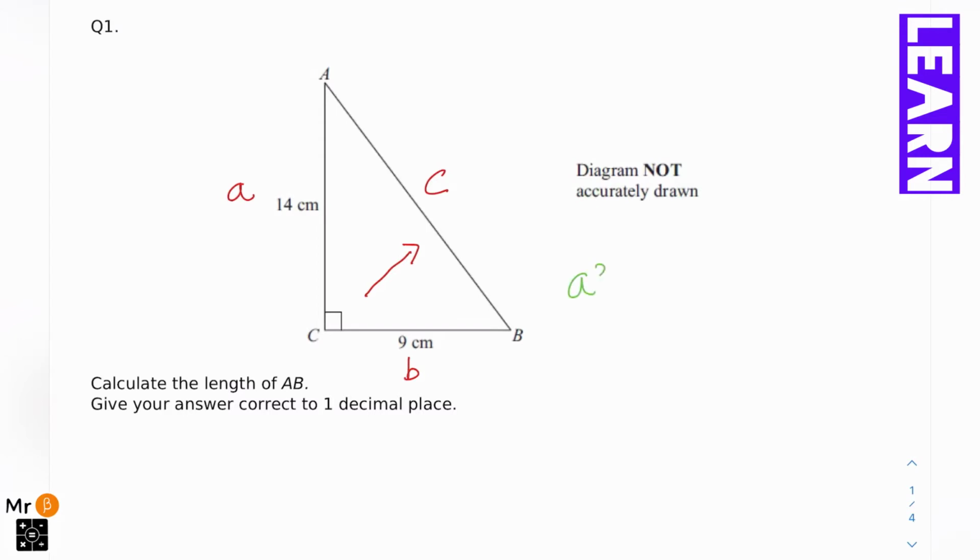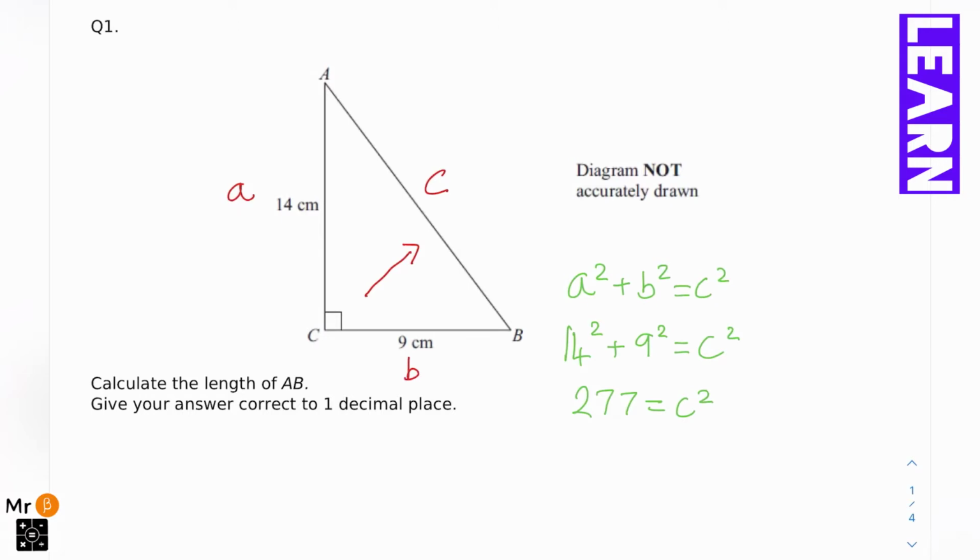If we now write down our formula, which we have to remember in our exam, which tells us that if we take our A length, which was 14 in this case, and we square it, and we add it to our B length, which in this case is 9, and we square it, that's going to give us our answer to what C squared is. So now if we type this in our calculator, we would get 277 is equal to this C squared.